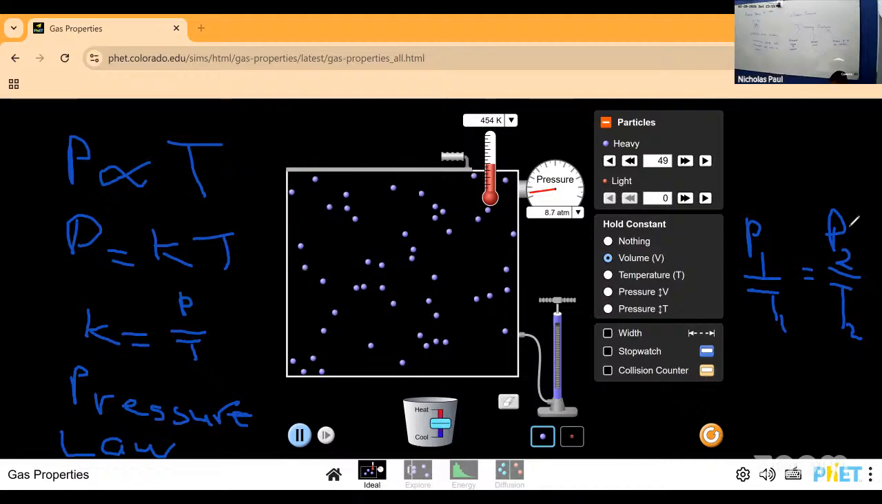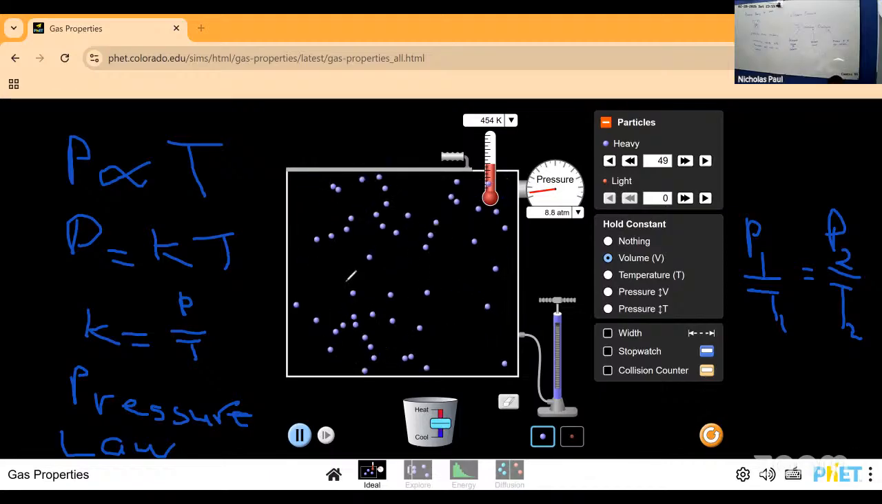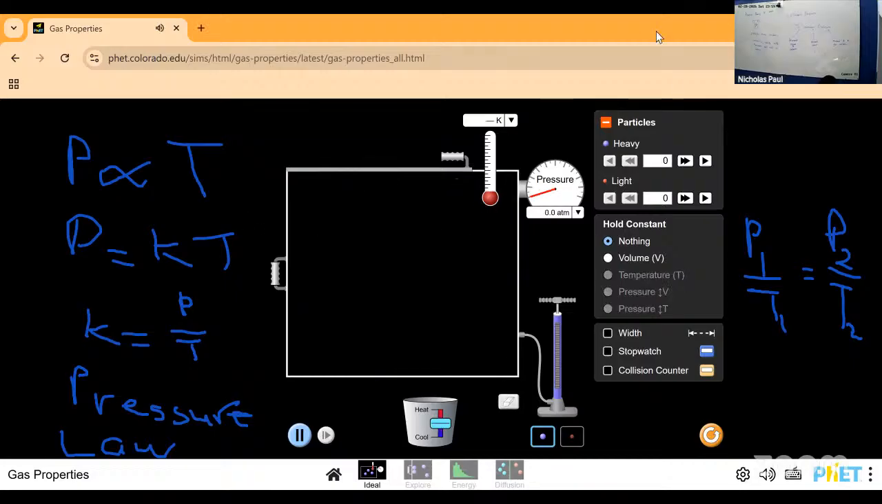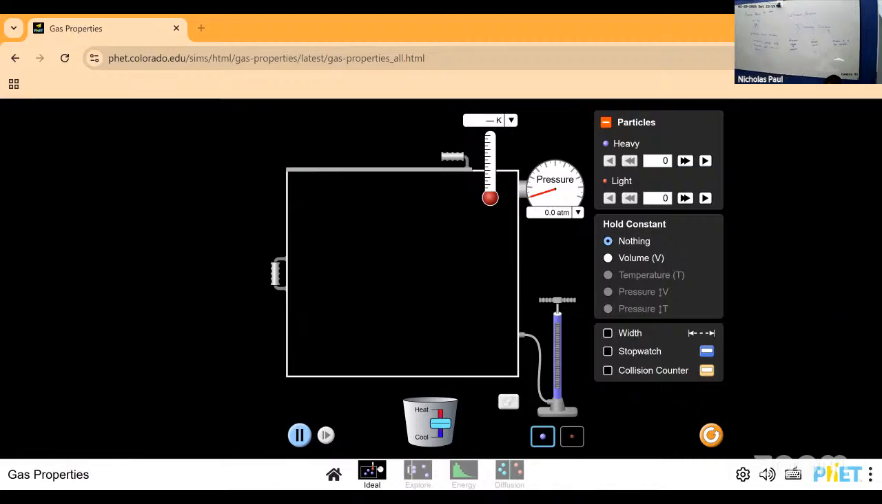Right, next one. Let's pause it there. Analyze. Tell me what you think will happen here. Let's go with Adrian. We need pressure and we need to learn about volume, and I'm going to keep temperature constant. So I don't want to change temperature. How do I do that here?